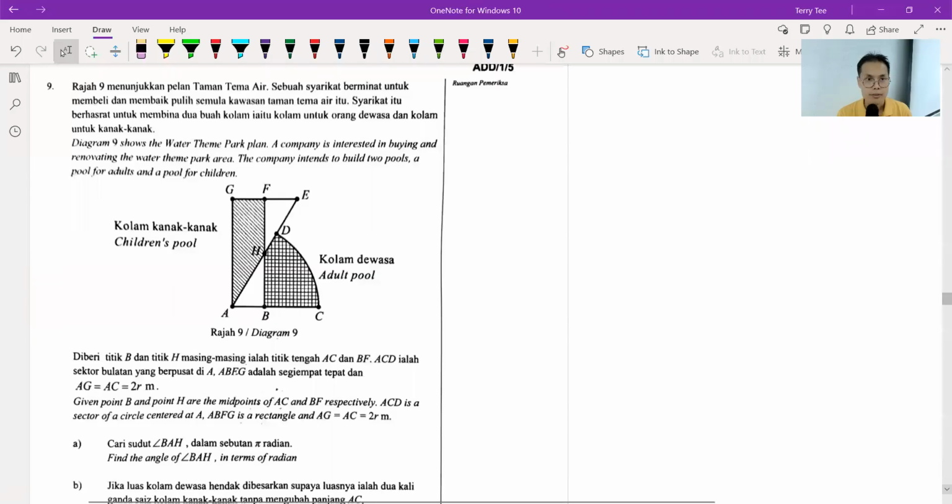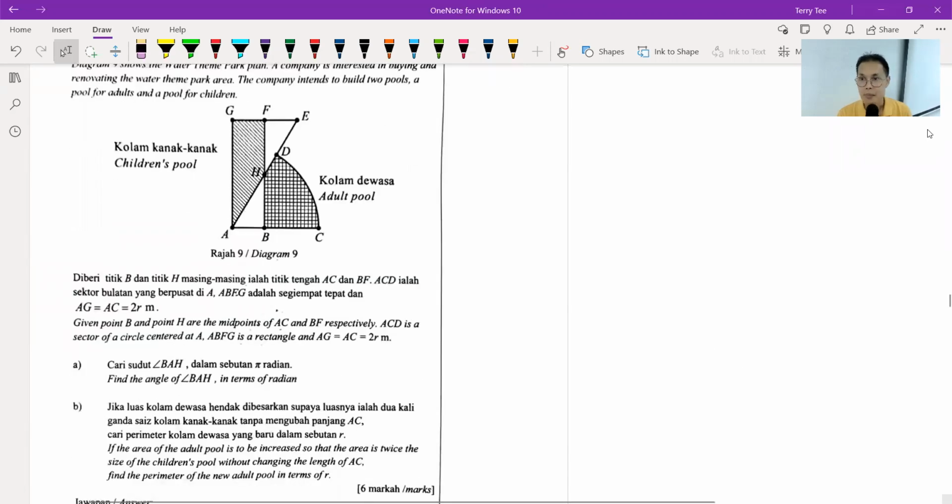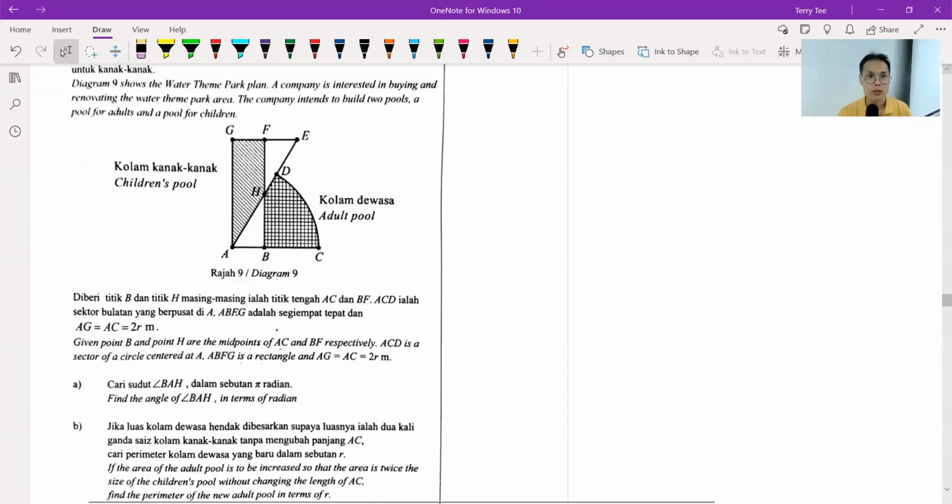Okay, question number 9. This is from circular measure. This is one of the more confusing questions. The diagram shows a water theme park. A company interested in buying and renovating the water theme park area intends to build 2 pools, a pool for adults and a pool for children. B and H are midpoints, so these two are equal length, and these two are equal length.